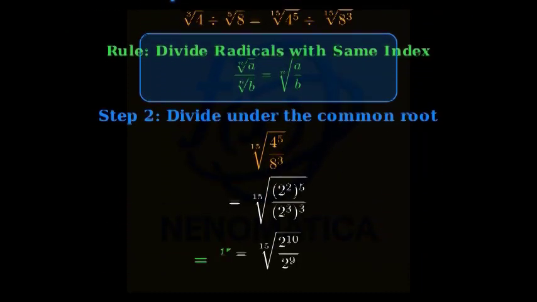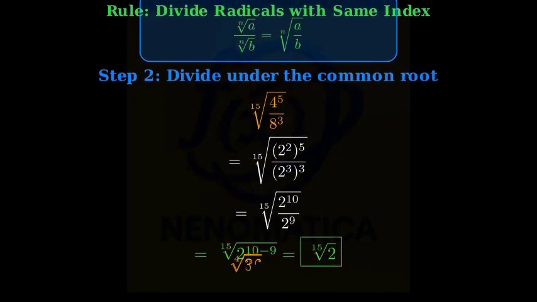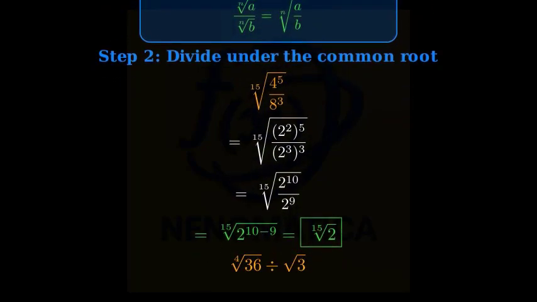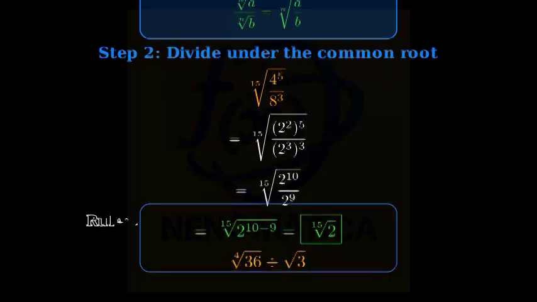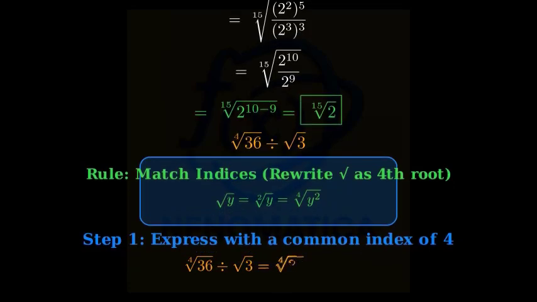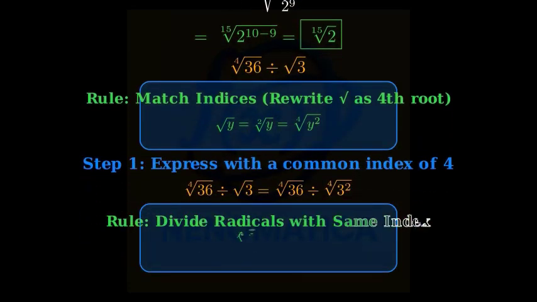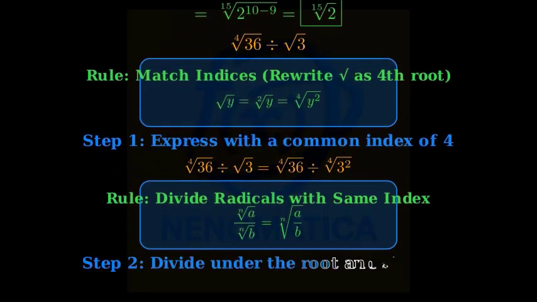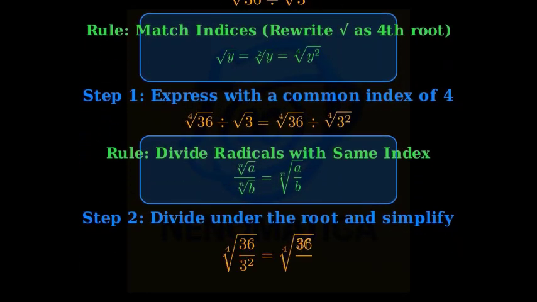For the last expression, we divide a 4th root by a square root. We first rewrite the square root as a 4th root to match indices. Rule: divide radicals with the same index by dividing radicands. Step 2. Perform the division under the 4th root and simplify to the simplest radical form.